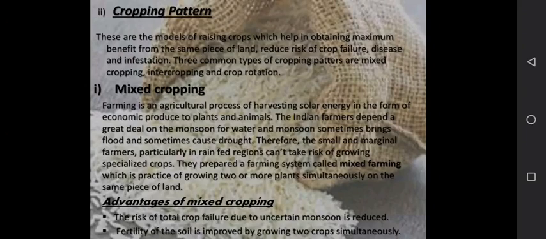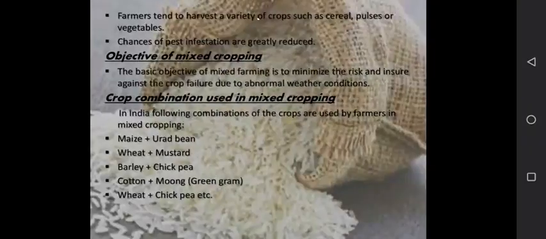Now, what are the advantages of mixed cropping? The risk of total crop failure due to uncertain monsoon is reduced. Next, fertility of the soil is improved by growing two crops simultaneously. Next, the farmer tends to harvest a variety of crops such as cereals, pulses or vegetables, and chances of pest infestation are greatly reduced. Now, what are the objectives of mixed cropping?